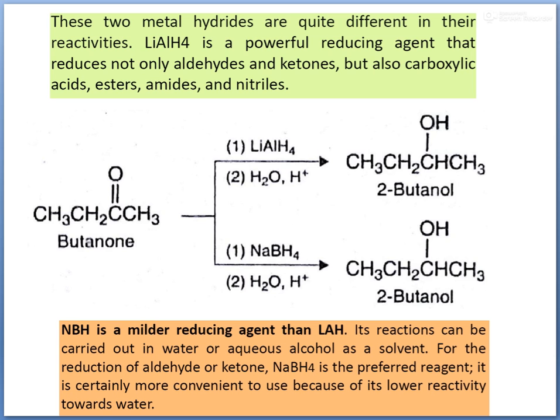Let us see a few examples here. Butanone is reduced to 2-butanol using lithium aluminium hydride. Whereas when we use sodium borohydride also we get 2-butanol. So in the case of carbonyl compounds having only a C=O, the products are the same, whether we use lithium aluminium hydride or sodium borohydride. Since sodium borohydride is a mild reducing agent, we usually prefer it for the reduction of aldehydes and ketones.